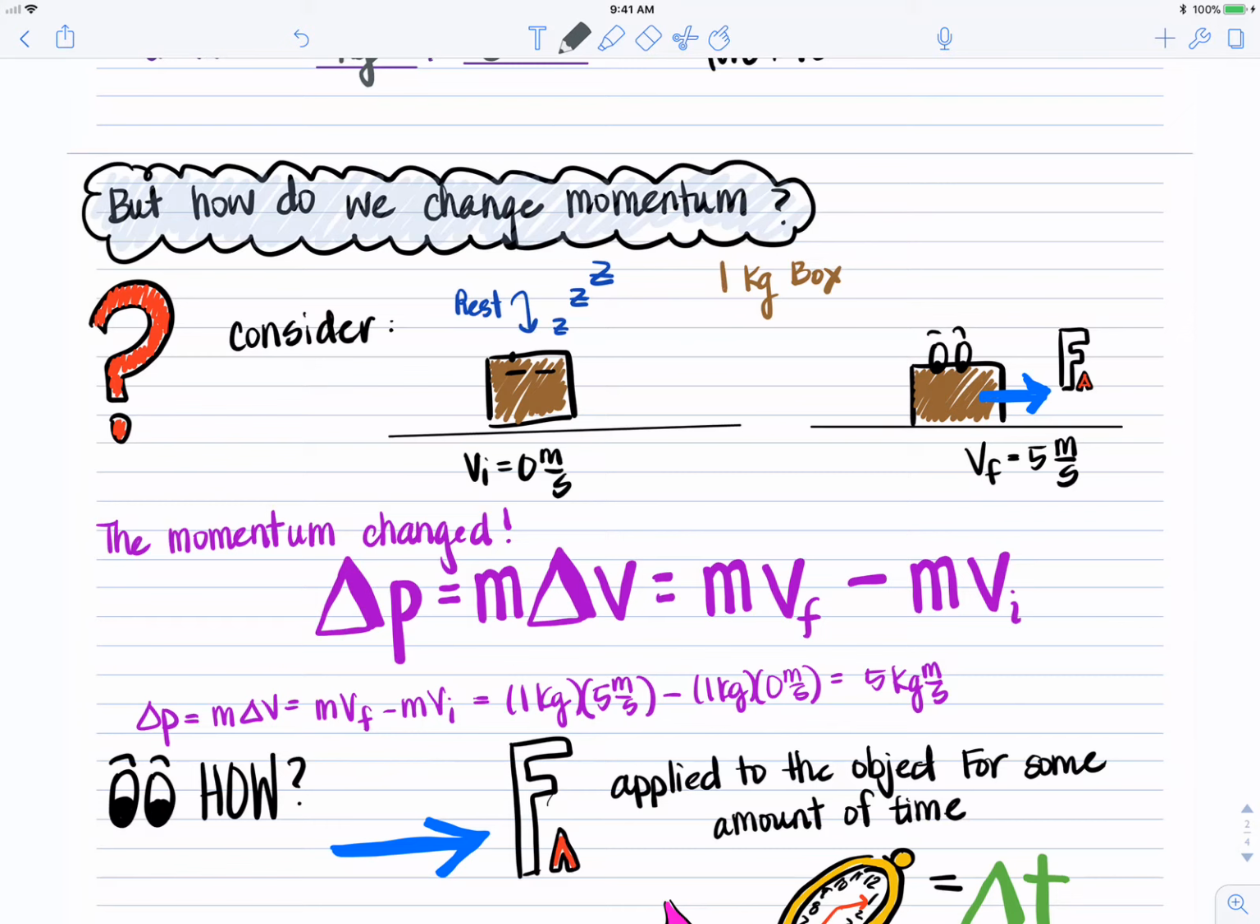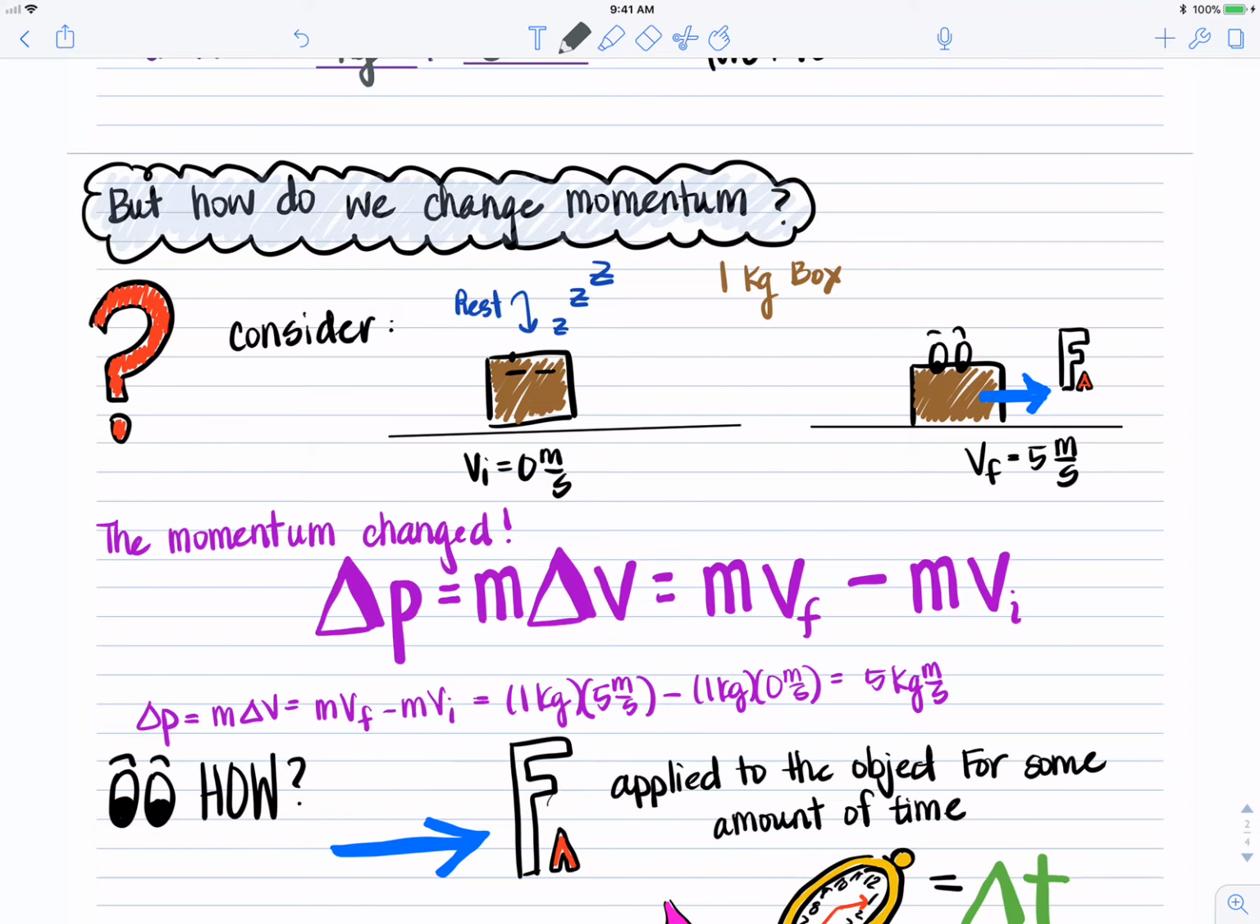Now remember that Aristotle thought that in order for something to be in motion, it needed to have a force constantly applied to it. And we know that that is not necessarily the case, that we can apply a force for a period of time, and that object to which the force was applied would continue to have a velocity even after the force was no longer on the object.